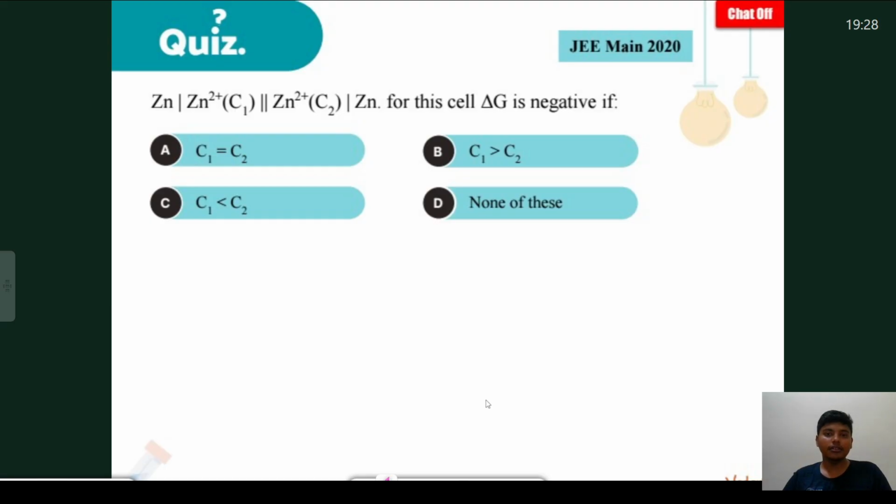This is also a concentration cell. When will delta G be negative? Sir, option C. Option C. Okay. Anyone else? What happened, Sarvesh?